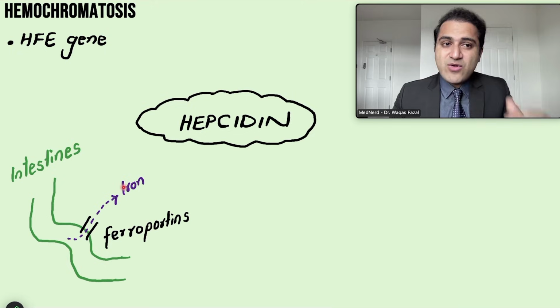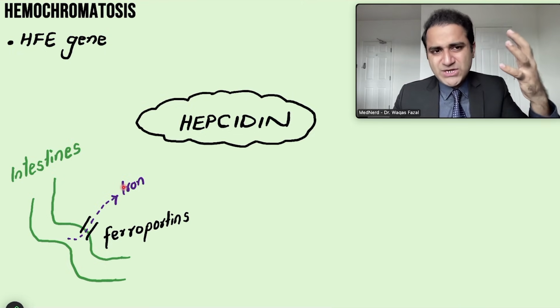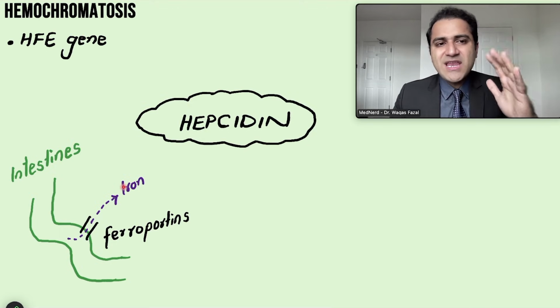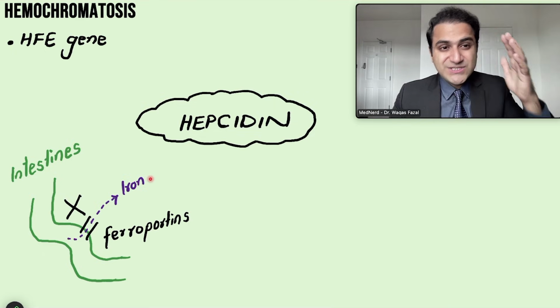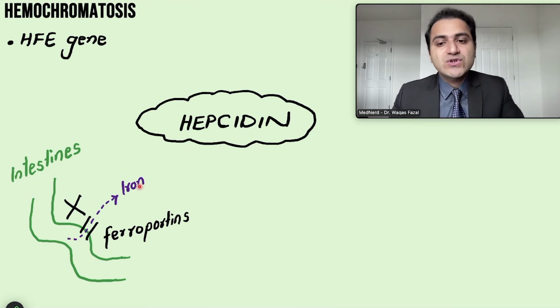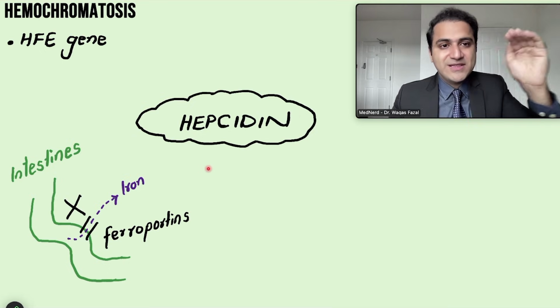Now, if there is excess iron being stored in the body, or if the body has a sufficient amount of iron and does not need any more, hepcidin would cause degradation of these ferroportin channels so that they cannot absorb more iron from the intestines. Because the body has sufficient iron, hepcidin would block these ferroportin channels and would not let the iron be absorbed into the blood. So this is how hepcidin maintains a certain normal level of iron in the blood.